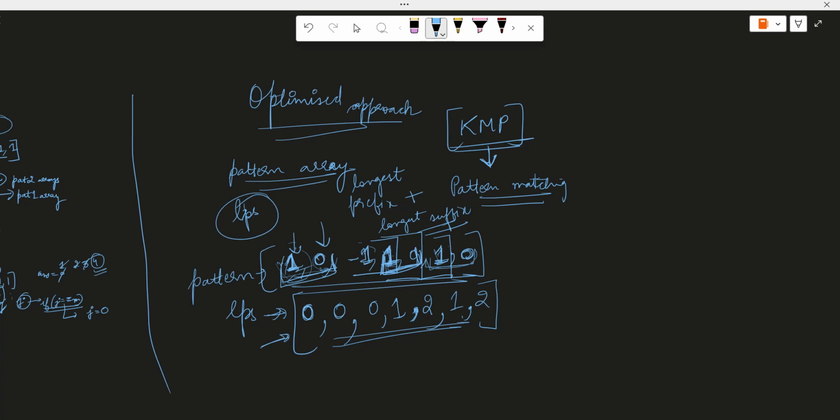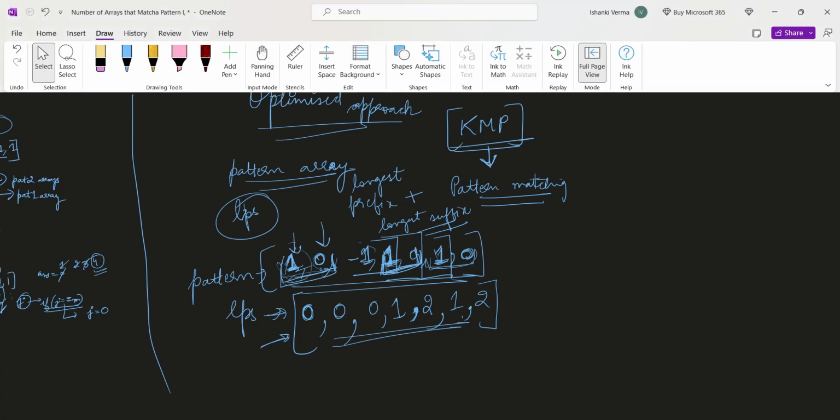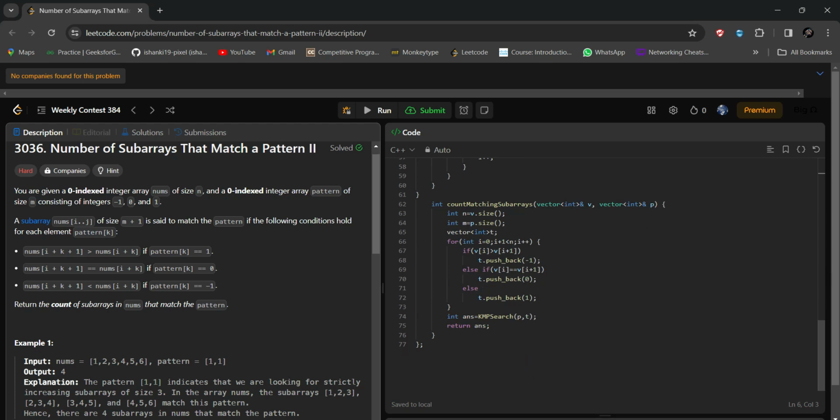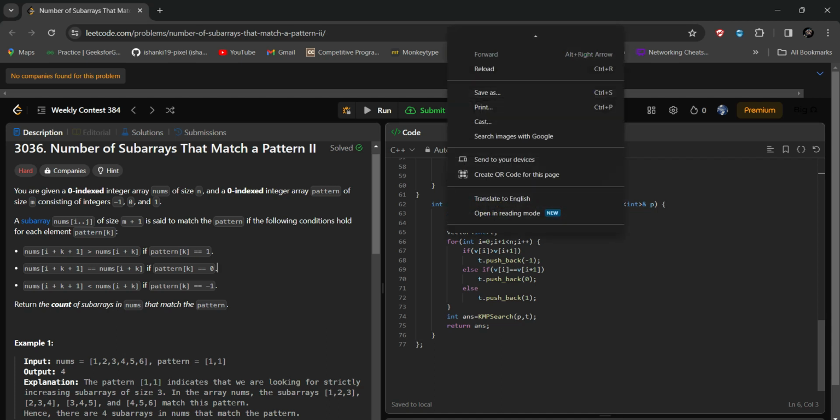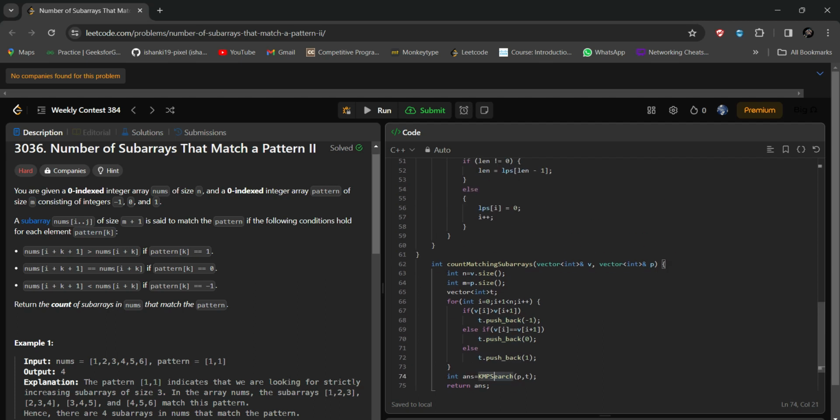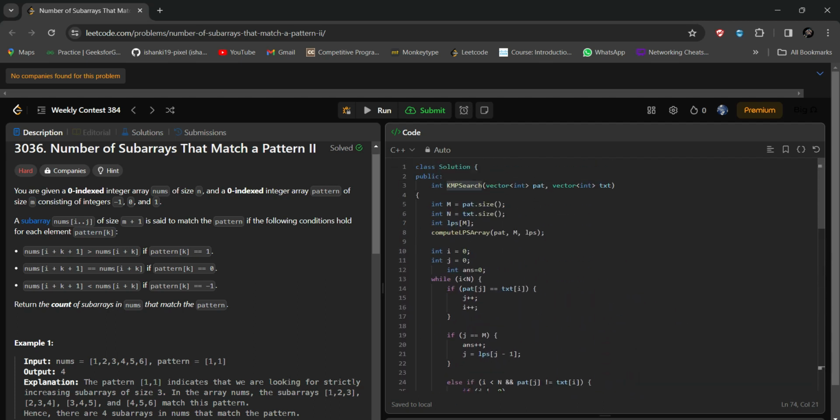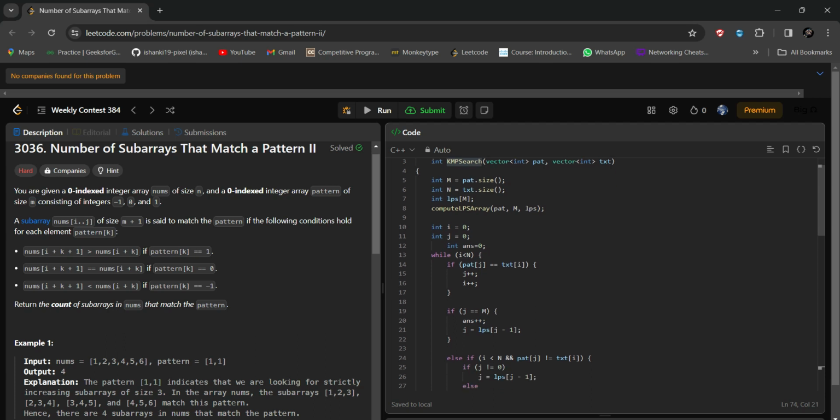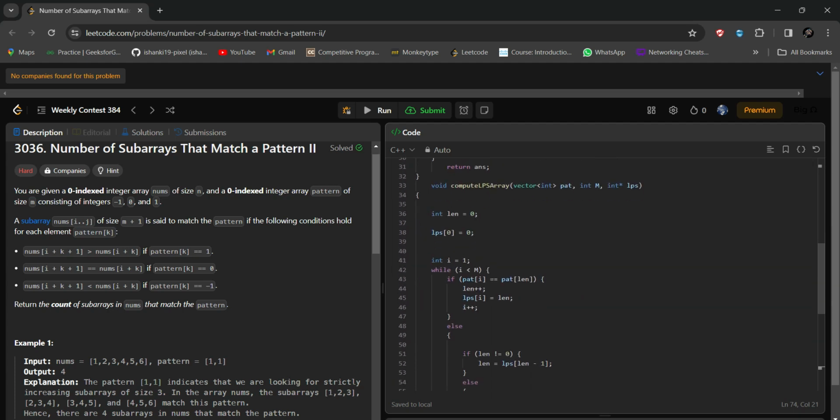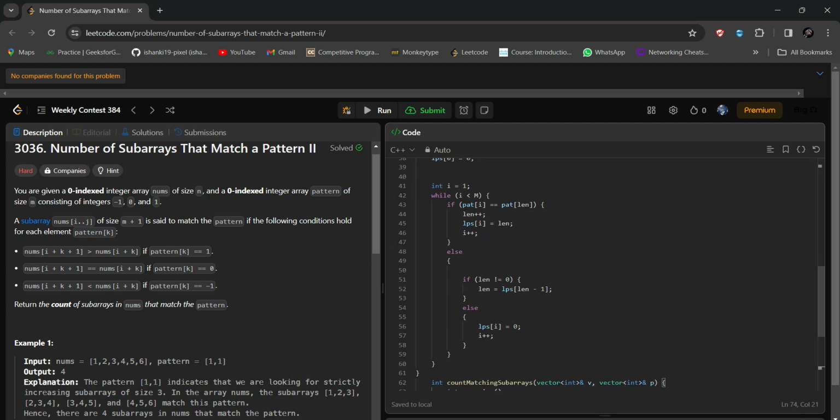Alright, then we'll be using this LPS array. Let me take you to the code. You can see what I have done is I have created this text vector for storing the pattern which has been observed from the nums array. Then I have applied the KMP search algorithm. After applying the KMP search algorithm, we need to construct the LPS array, which I have just discussed. You can see, for this I have created a different function, and this is the code for it.